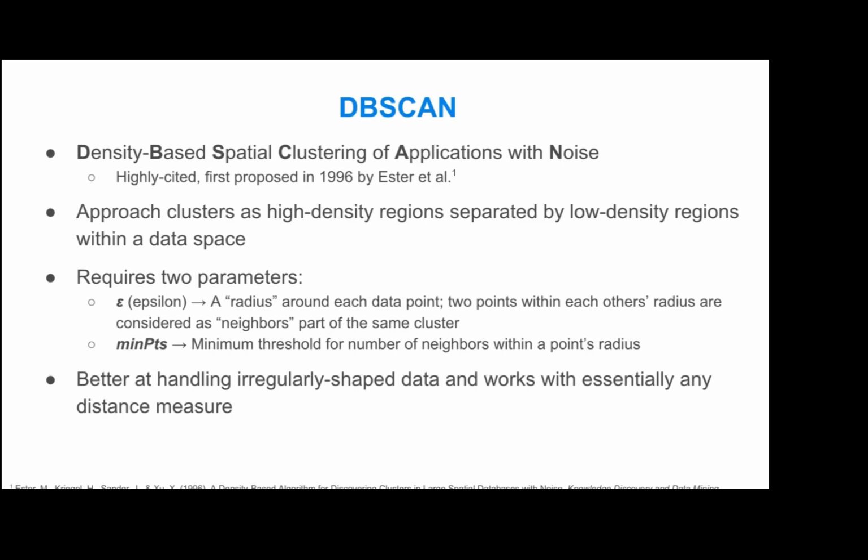But as I kind of already alluded to, because DBSCAN looks predominantly at the density of data points, it's much better at handling irregularly shaped data. So if you think about data sets that have very different size clusters, this is going to be able to handle that, or if their shapes are not spherical, this is also going to be able to handle those data sets.